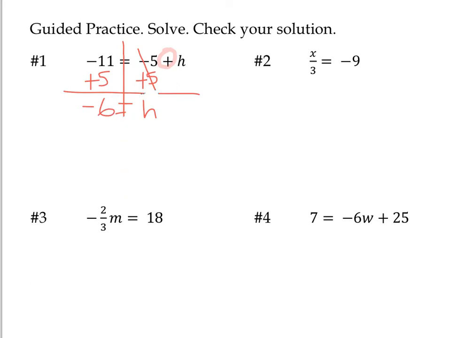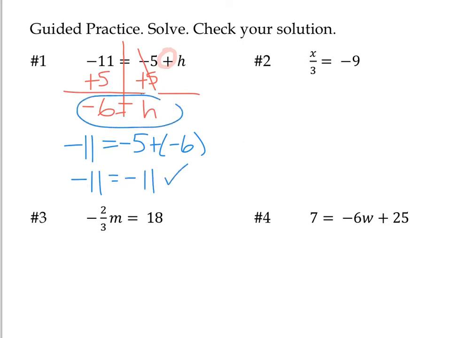How do we know if that's right? We plug it back in. Plug it back into the original equation. We're going to get negative 11 equals negative 5 plus negative 6. Negative 5 plus negative 6 is negative 11. That works. It's the same on both sides. That's how we know that that is the right solution. The solution to that equation is h equals negative 6.